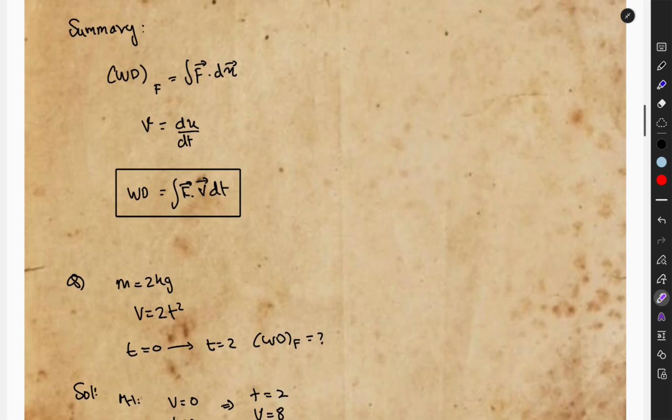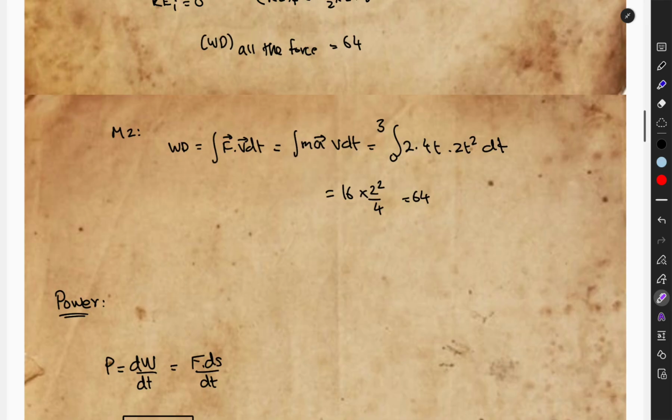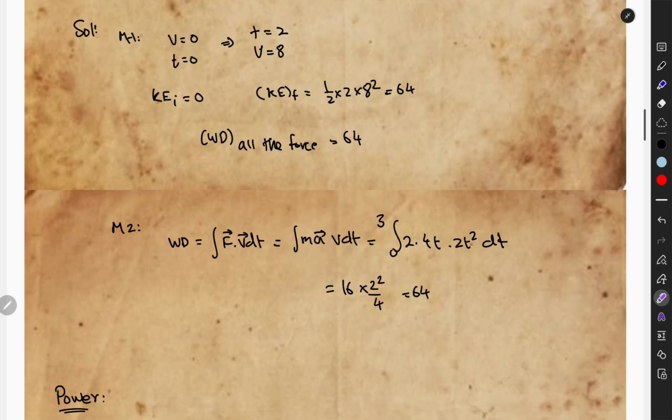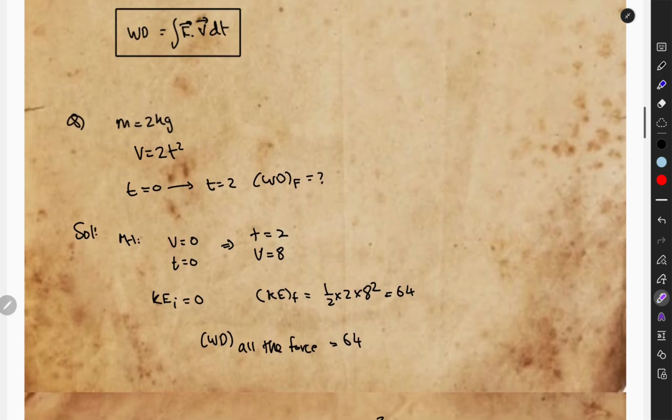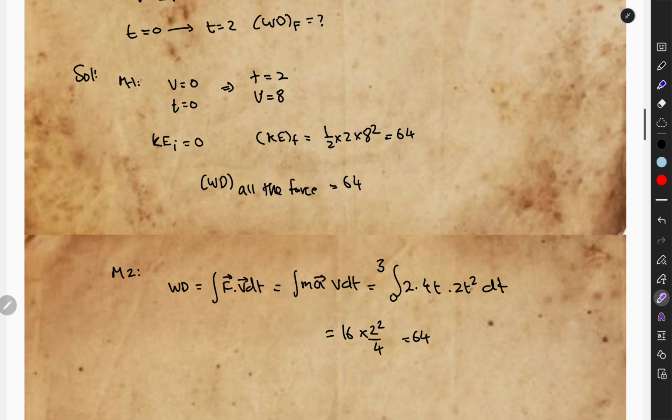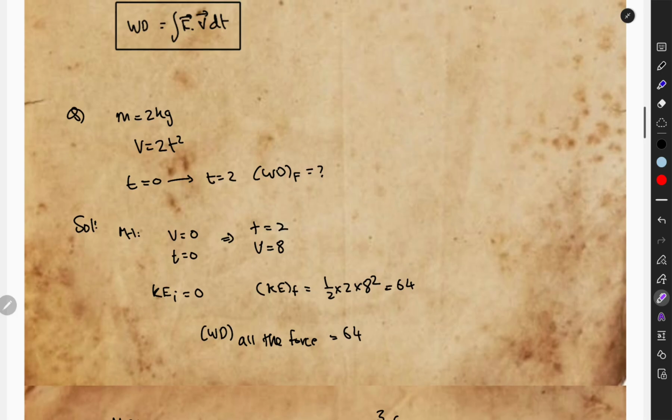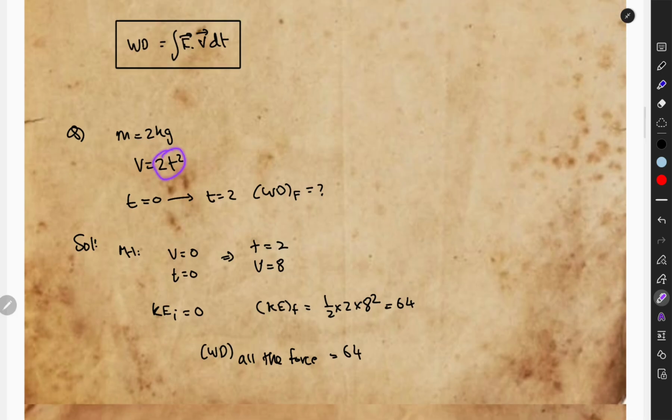Another method is based on the concept we have learned before. Basically, work done will be equal to the integral of F dot v dt, where F is equal to m times dv by dt. Fine, m is given as 2, right? And we need to find it from 0 to 2. It's simple, like we need to use the SVA rule, okay.